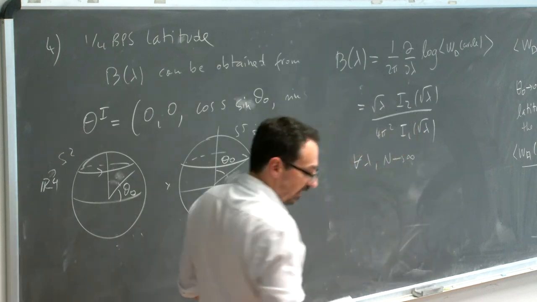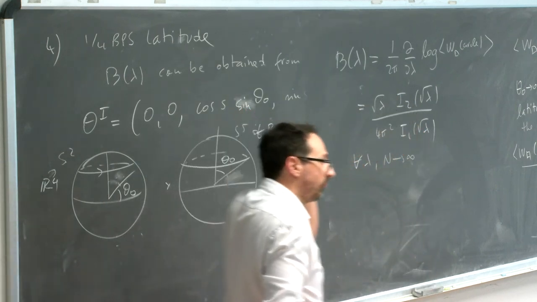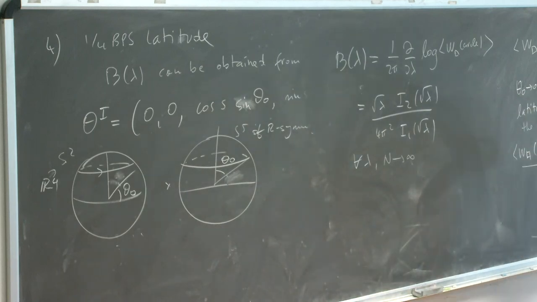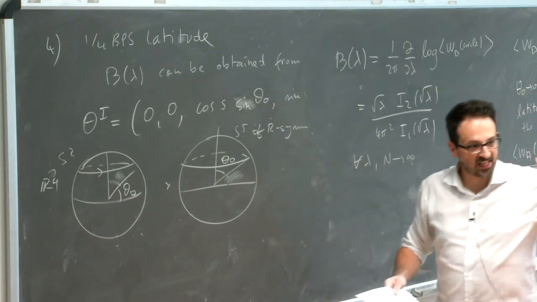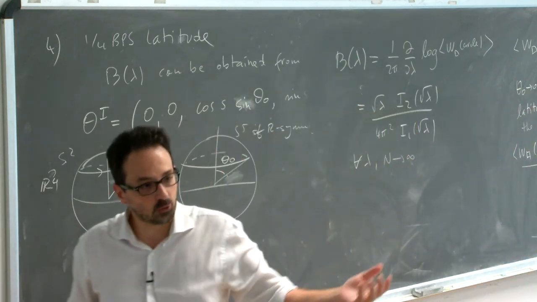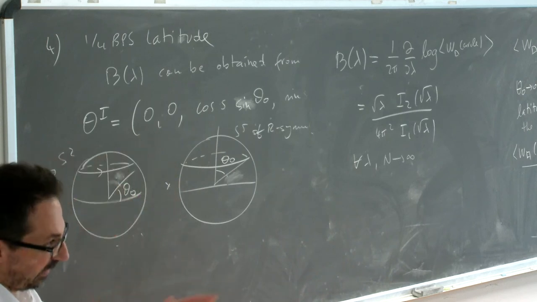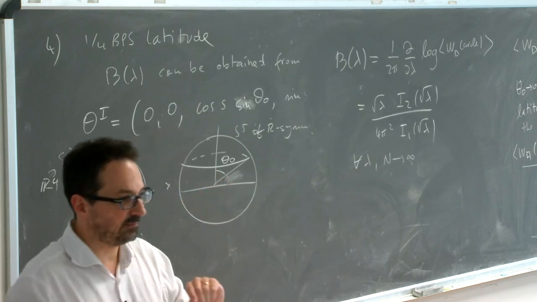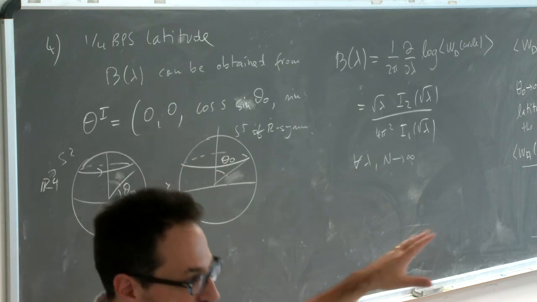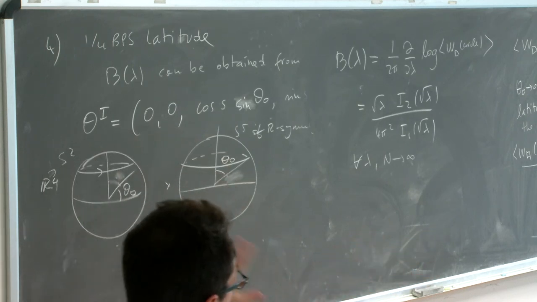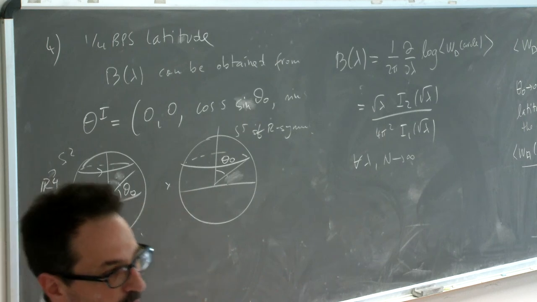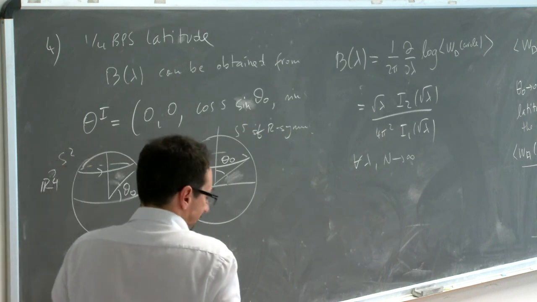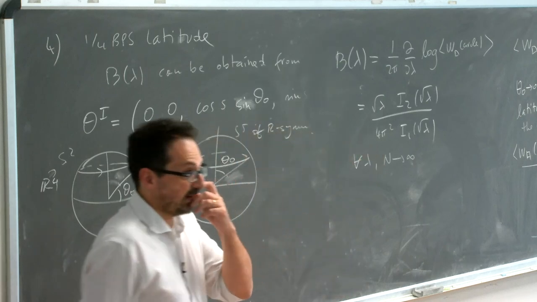So there is a connection between these four operators: a wavy line, a cusped line, the quark-antiquark potential line, so anti-parallel lines, and the latitude. And there are very nice connections that also connect to integrability. So this is an arena where lots of computations can be done, lots of insight can be obtained. Okay, so thanks.